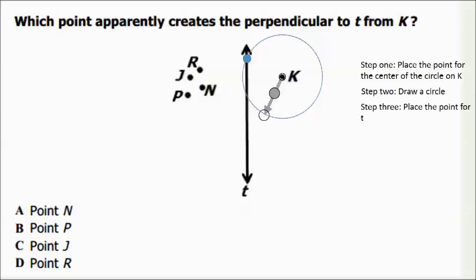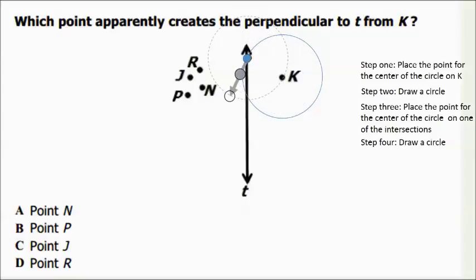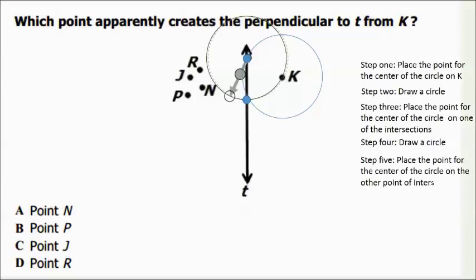Step 3, place the point for the center of the circle on one of these intersections. And step 4, draw a circle. Step 5, place the point for the center of the circle on the other point of intersection. So we'll slide down. And step 6, draw a circle.